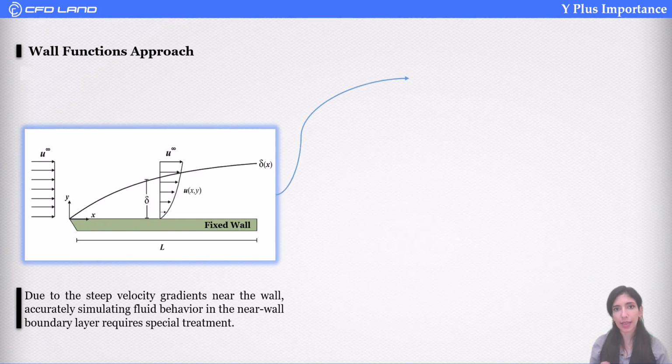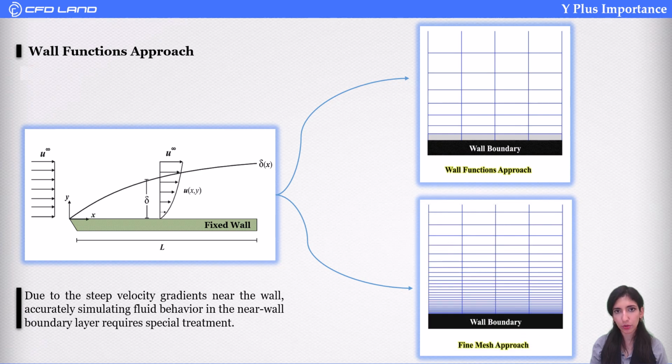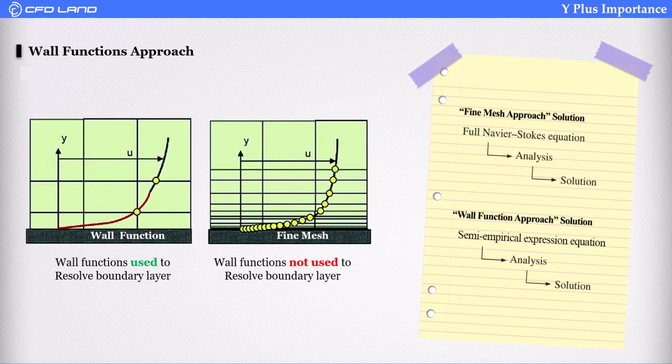To capture all that happens in the boundary layer, we have two ways. One, fine mesh approach, meaning using small cells, which is accurate, but time-consuming, and computationally costly, or using wall function approach. In wall function approach, unlike fine mesh approach, we do not need to fully solve Navier-Stokes equations. Instead, we use semi-empirical equations to model what happens in these sublayers.